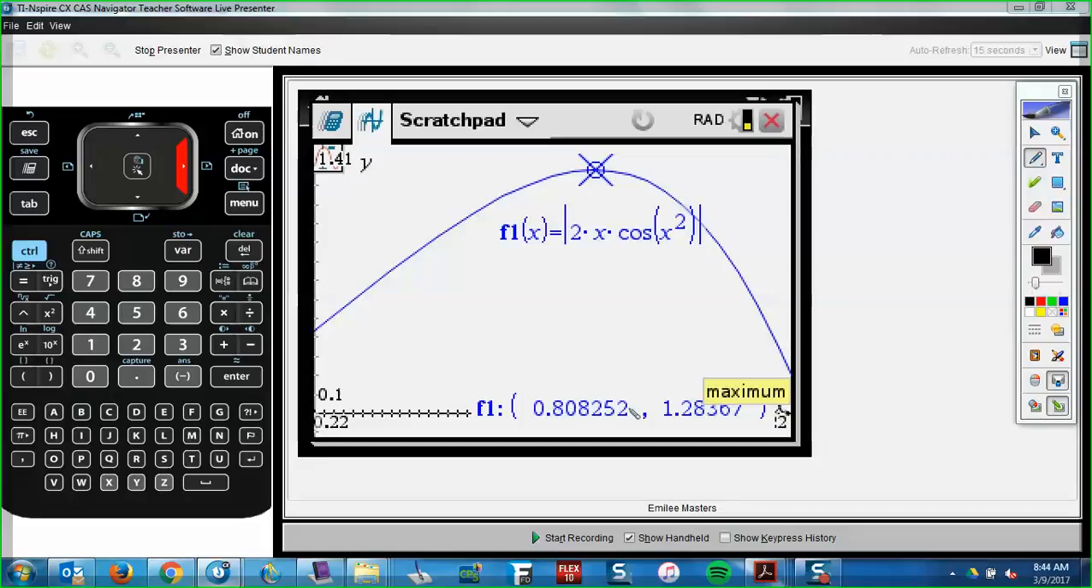Is it this number or is it this number? It's this number, right? This number is the slope. This number is the f prime. This number is the slope. So what are you going to put in there?